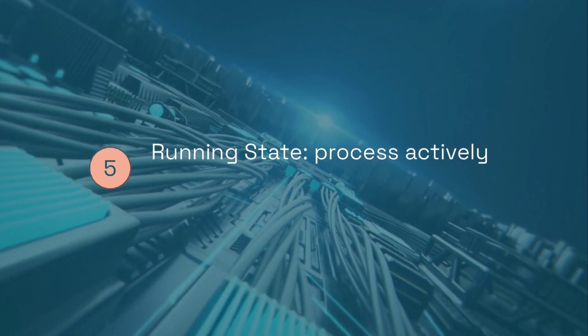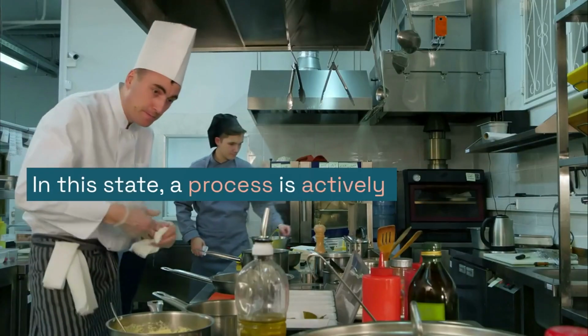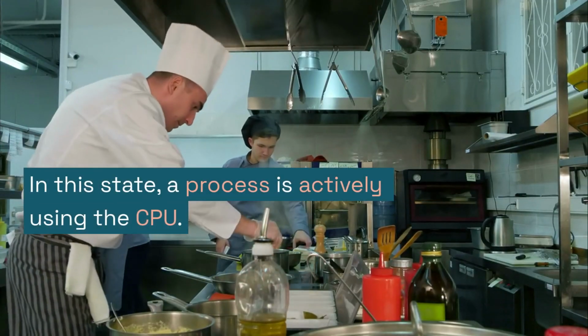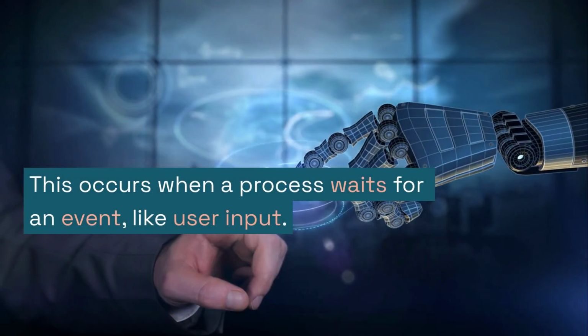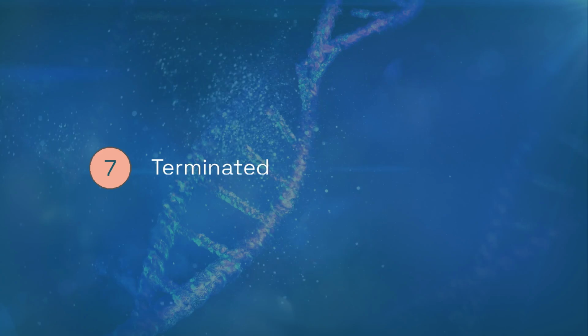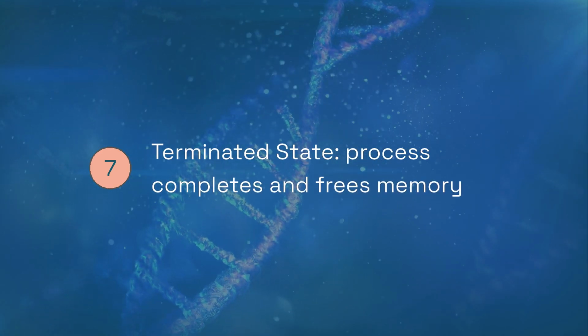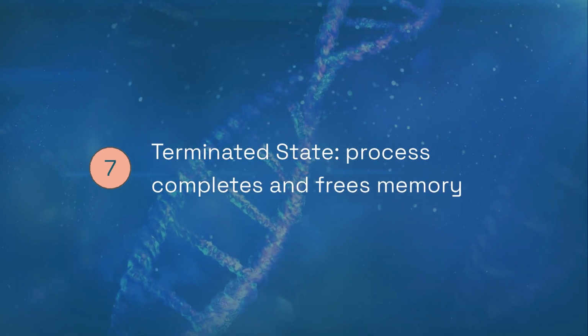Next, let's look at the running state. In this state, a process is actively using the CPU. After this, we have the waiting/blocked state. This occurs when a process waits for an event, like user input. Finally, the terminated state occurs when the process completes and is removed from memory.